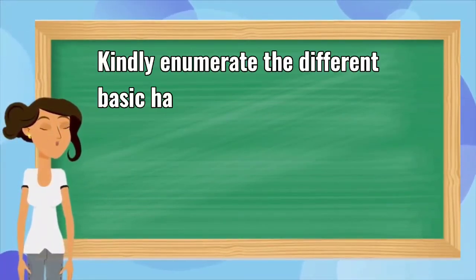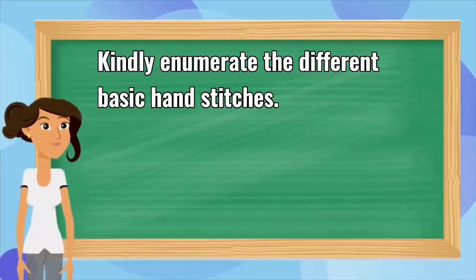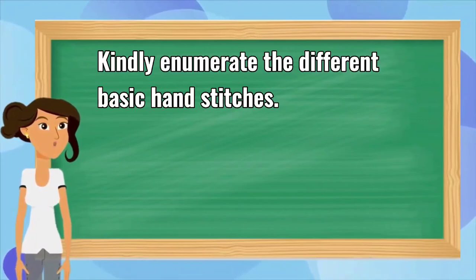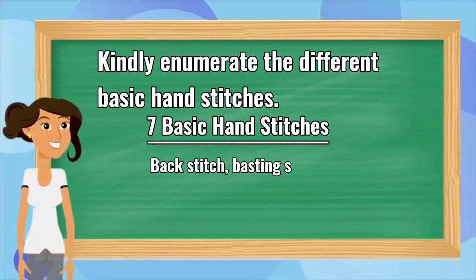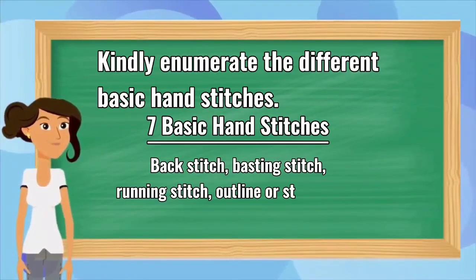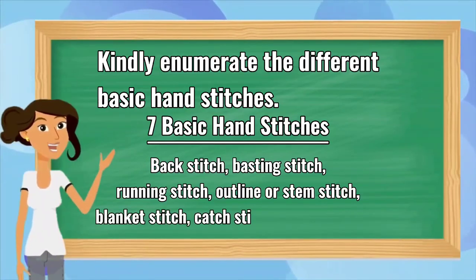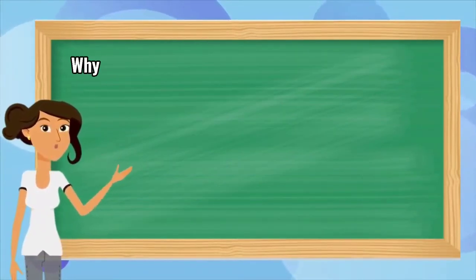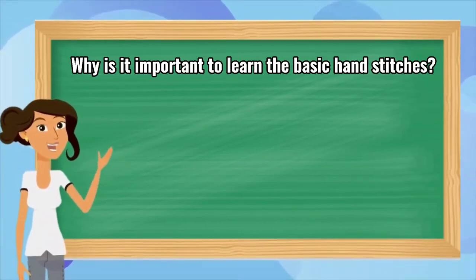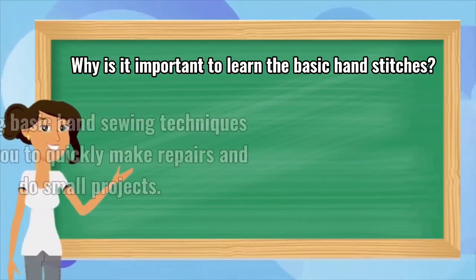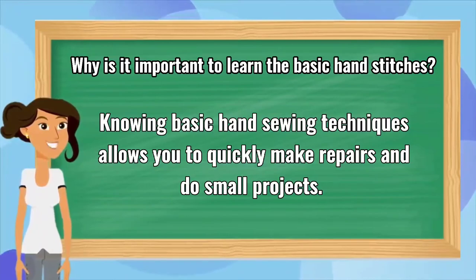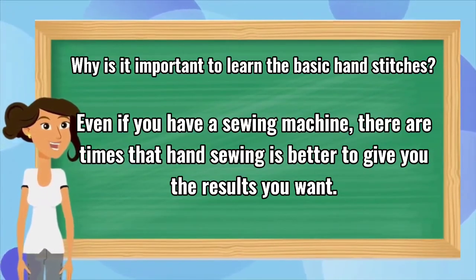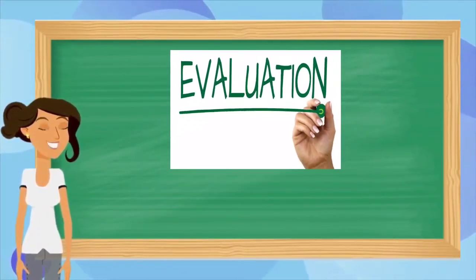Can you enumerate the different basic hand stitches? Okay, very good. We have 7 basic hand stitches: back stitch, basting, running, outline or stem, blanket, catch, and chain stitch. So why is it important to learn the basic hand sewing stitches? Knowing the basic hand sewing techniques allows you to quickly make repairs and do small projects. Even if you have a sewing machine, there are times that hand sewing is better to give you the results you want. So now, let's have an evaluation.